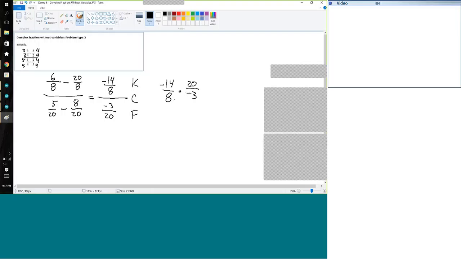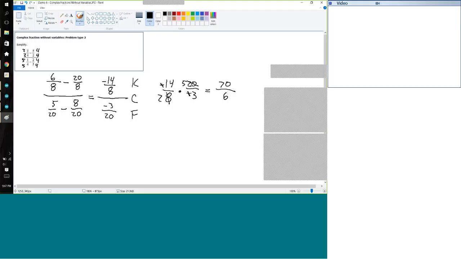So the thing in common between 8 and 20 would be 4. So 4 goes into 8 and leaves me with 2, and 4 goes into 20 and leaves me with 5. And actually, while this 3 doesn't go into anything, this negative can cancel out with this negative. So now I'm left with 14 times 5 is 70, divided by 2 times 3 is 6.